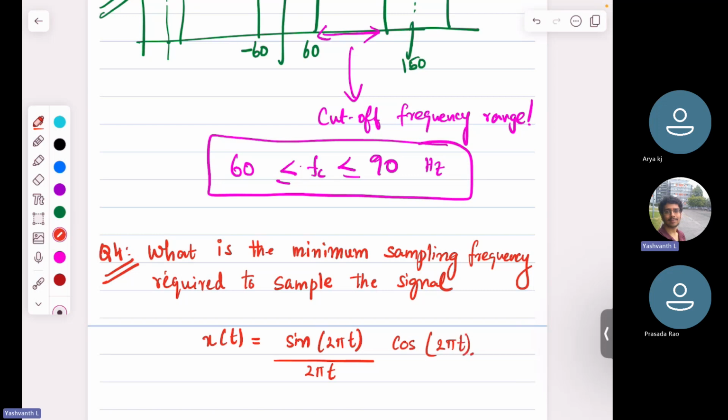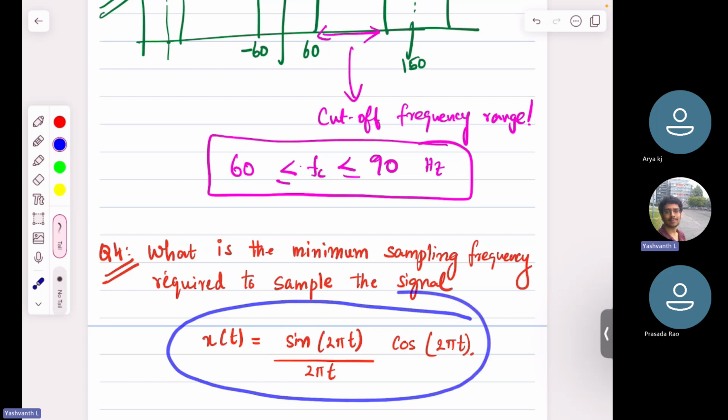Basically what I'm asking is, what is the minimum sampling frequency, or what is the Nyquist rate, right? Nyquist rate is the minimum sampling frequency I can use. So I'm asking, what is the Nyquist rate of the signal x of t? It is 2 times the maximum frequency. Essentially, what is the maximum frequency content of this signal x of t?